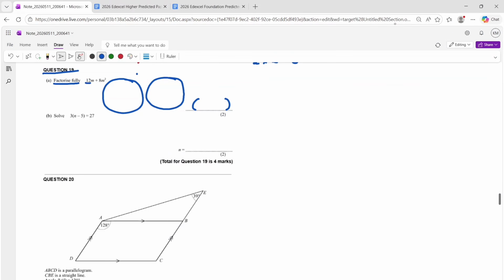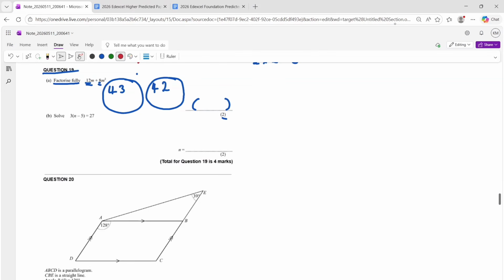So let's have a look at 12 and 8. The highest number that goes into 12 and 8 is 4. There are other numbers, but the highest is 4. If you don't use the highest common factor, you won't get the full 2 marks. So now I need to look at what I multiply 4 by to get 12: 4 times 3 is 12. And what do I multiply 4 by to get 8? Well, 4 times 2 is 8. So 4 times 3 are the factors of 12 and 4 times 2 are the factors of 8.